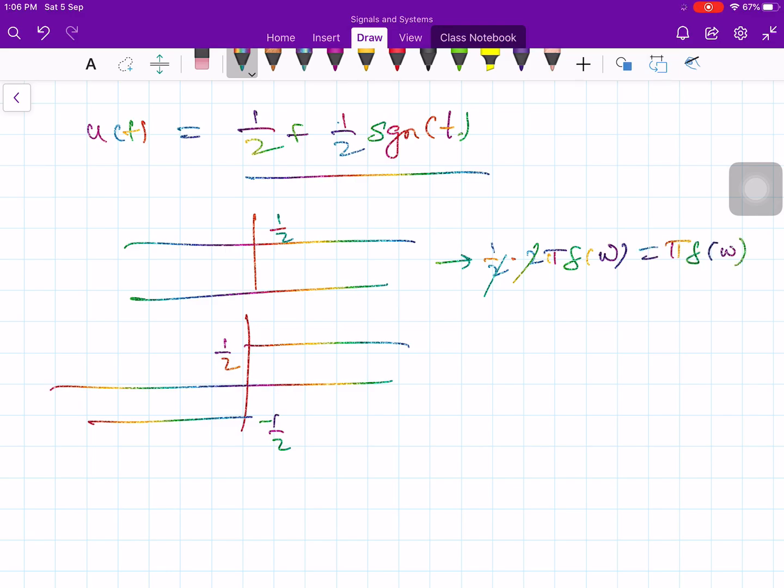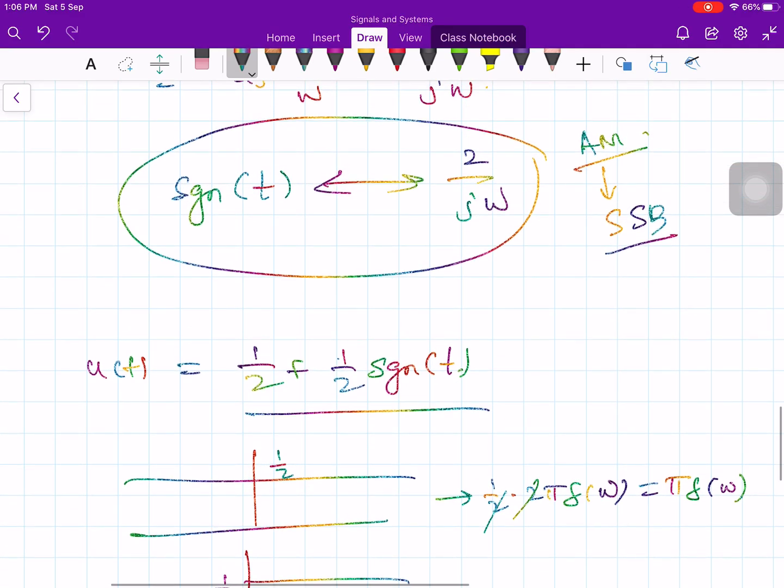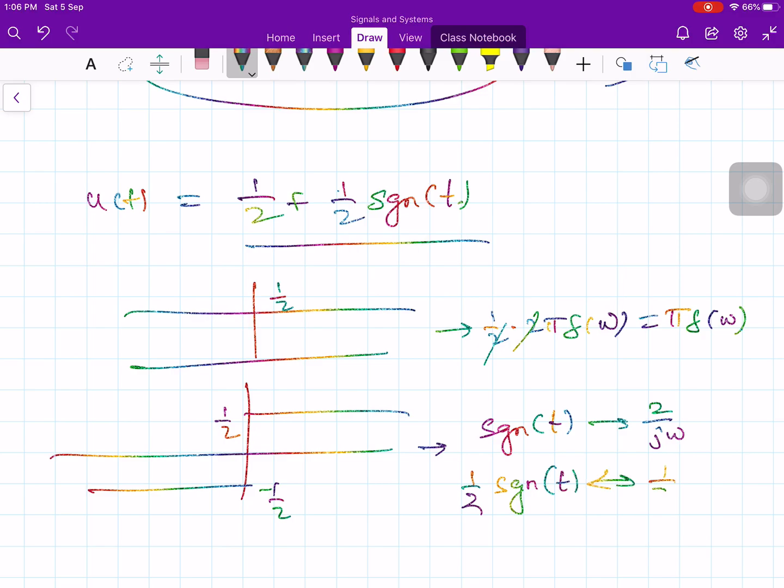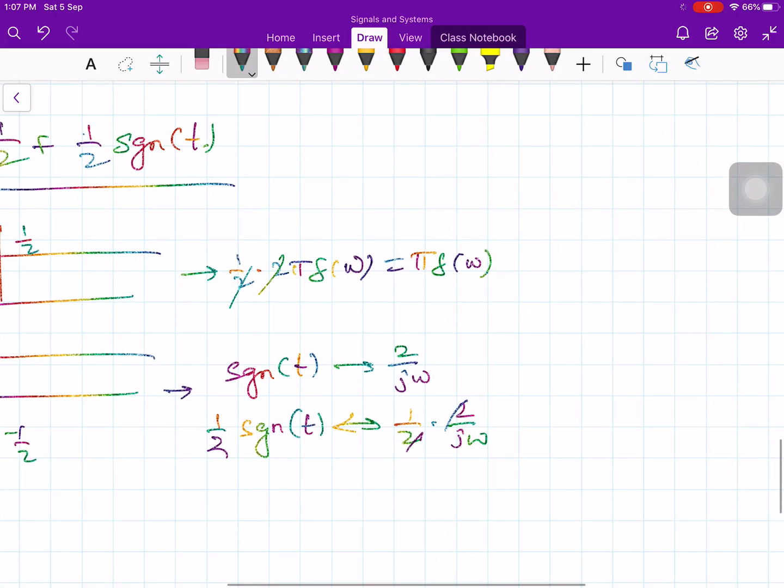And here what will happen? See, Signum of t, you know, is 2 by j omega, right? Signum of t is 2 by j omega, but here we have half times Signum of t. Therefore this is equal to 1 over 2 times 2 by j omega. That 2, this 2 will get cancelled. Therefore you will get 1 over j omega. So add these guys and that guy. Therefore this is equal to pi times del of omega plus 1 over j omega.